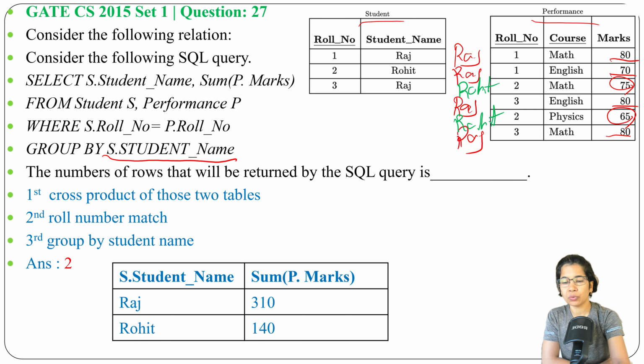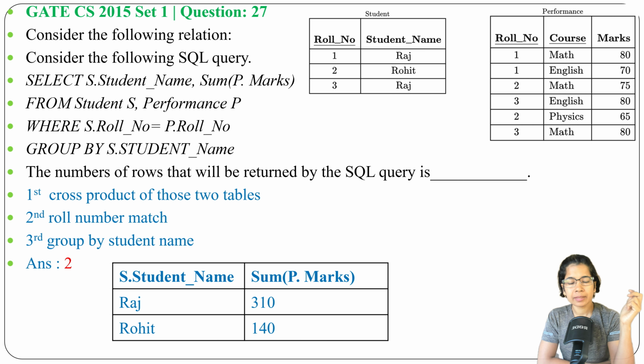The answer will be 2. This will be the output: 310 for Raj, 140 for Rohit. As the name Raj is for roll number 1 and roll number 3, we are adding 4 marks: the marks for roll number 1 plus the marks for roll number 3, as both names are the same. If it's written group by roll number, then there will be 3 rows. But it's written group by student name, and as the name is duplicate, it is adding both the Raj marks.